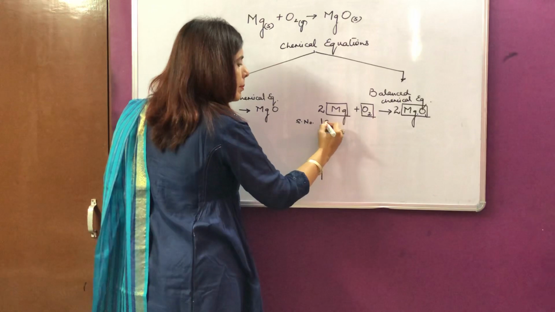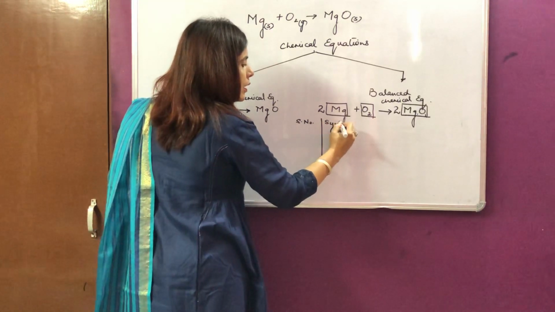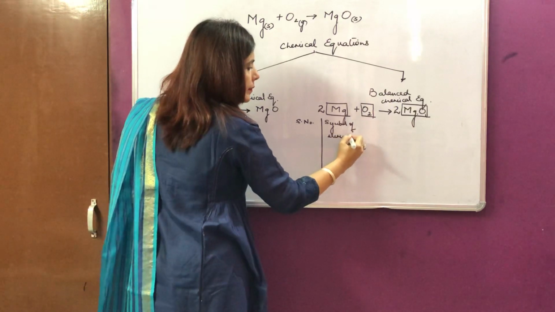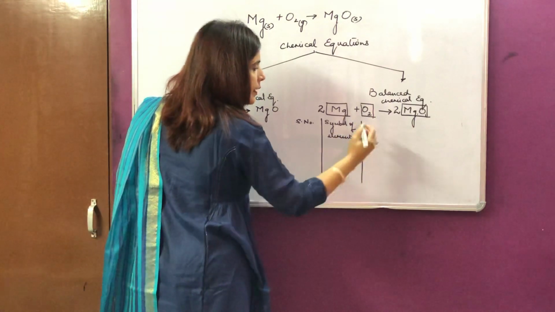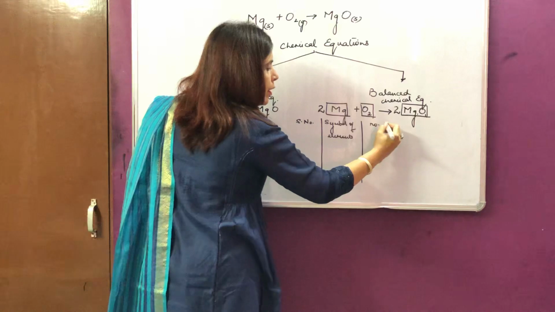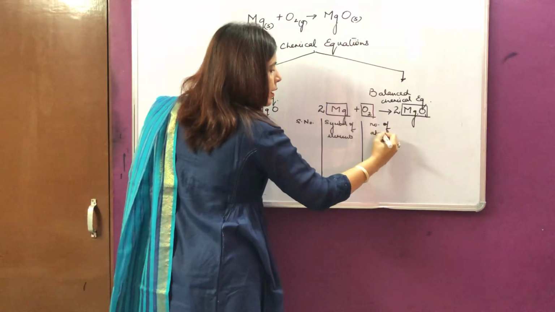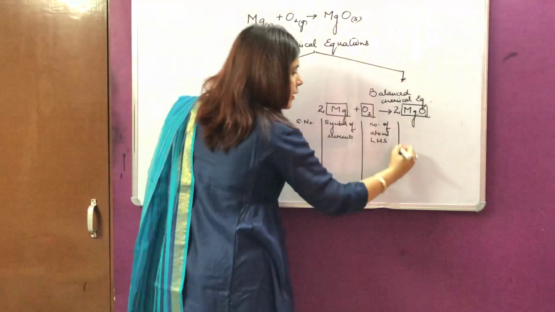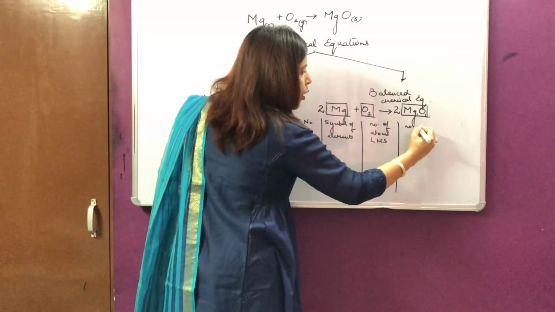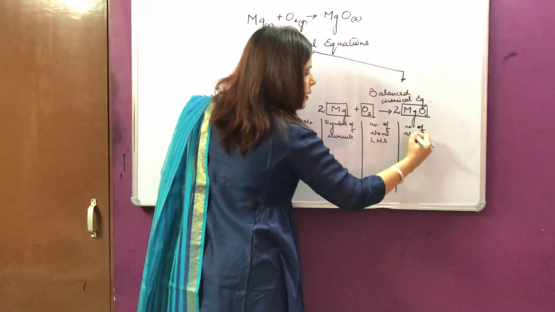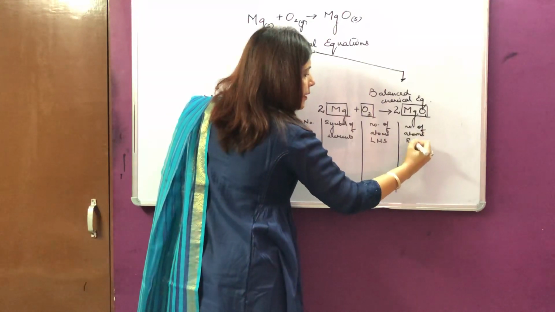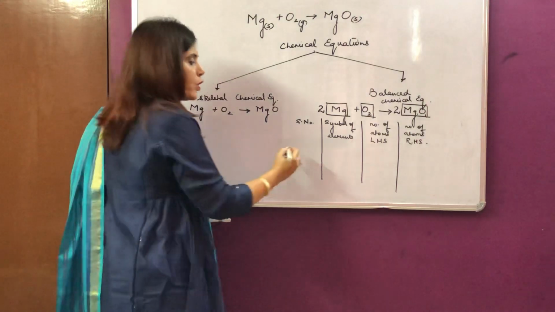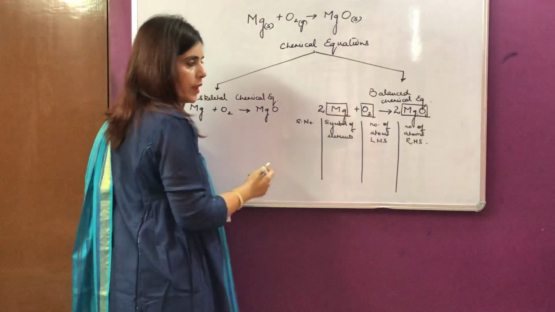Then write the symbol of the elements. Then write the number of atoms on the left hand side. And then write the number of atoms on the right hand side. Is it okay? So, there are how many elements in this equation?